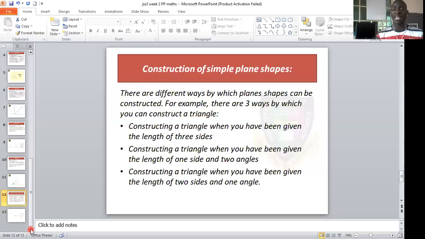You can be asked to construct angle 120. You construct your angle 90 degrees first, then you construct angle 30. 90 plus 30 will give you angle 120. Construction of angles is very simple. All you have to do is follow the procedures outrightly.